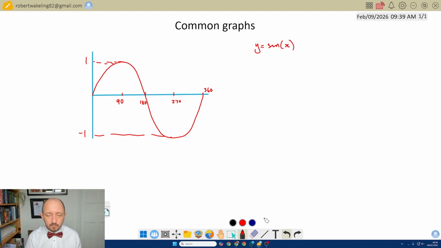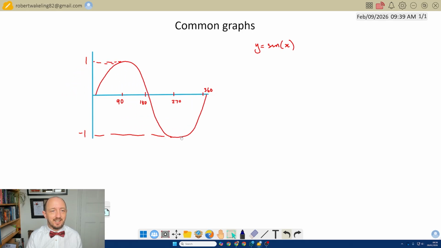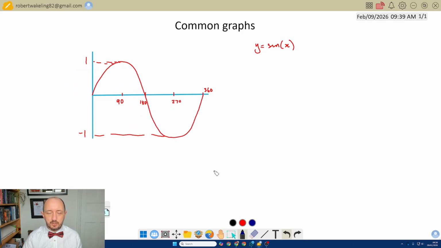With cos, it's almost exactly the same, but it's kind of like you pick it up and drag it to here kind of thing. So it's just been shifted along a little bit. We start at 1, 0, minus 1, 0, and back up to 1 again. So sine and cos are very similar to each other. Okay, if you've learnt one, you've almost learnt the second one, but you have to be able to recognize the difference.